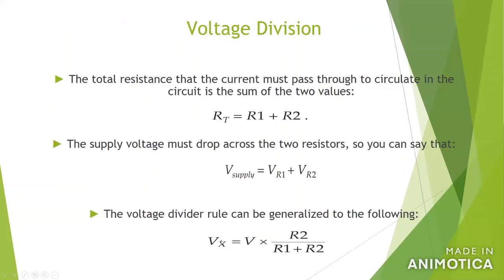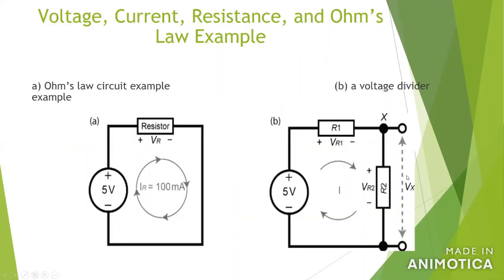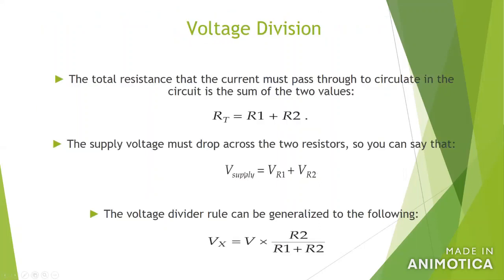So you can see the voltage divider rule can be generalized as follows: Vx is equal to V times R2 over R1 plus R2. Why is that? And what is Vx? Vx is this voltage. In this case, Vx is equal to VR2, right? So why is Vx equal to this? Let me show you.